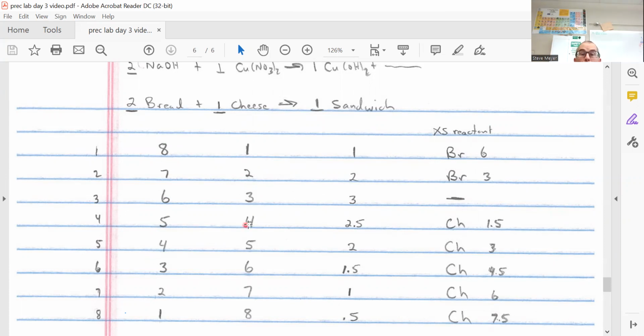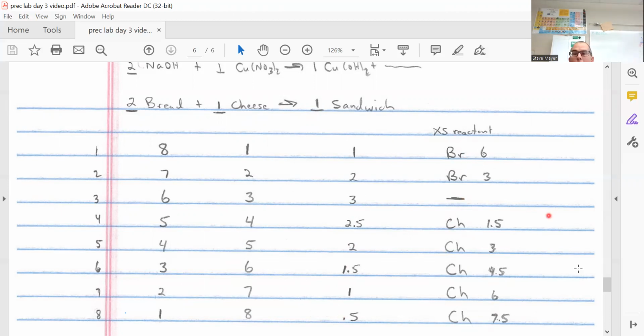Okay, if I had 5 and 4, and assuming I could slice the cheese in half, I could take 5 pieces of bread, 2.5 pieces of cheese, and make 2.5 sandwiches with 1.5 pieces of cheese left over, and so on. 4 and 5 gives me 2 sandwiches, 3 and 6 gives me 1.5, 2 and 7 gives me 1, 1 and 8 gives me 0.5. Notice I have excess cheese that progressively gets bigger here. Okay, here is the biggest amount, which gives me the most sandwiches, in this third case, and in the other ones I had excess bread.